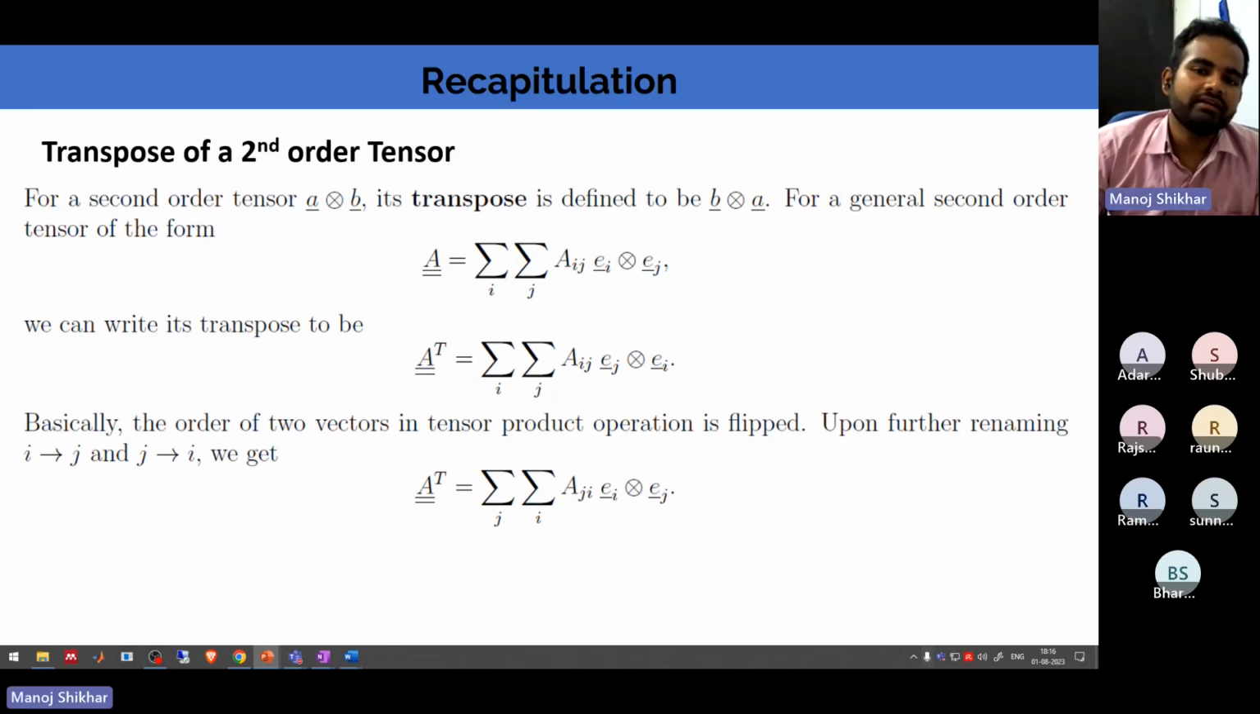Basically you can write that for a second order tensor, but keep it in mind because sometimes people try to apply this to a third order tensor also, but it is not correct. For a second order tensor, you can directly write A transpose as the transpose of the matrix which is made using this second order tensor.